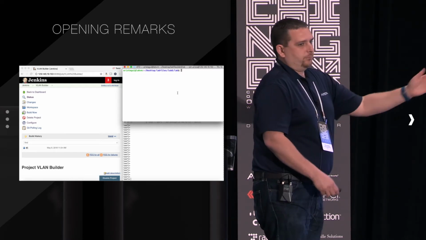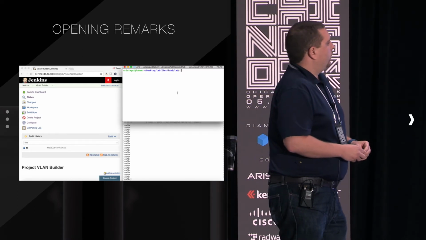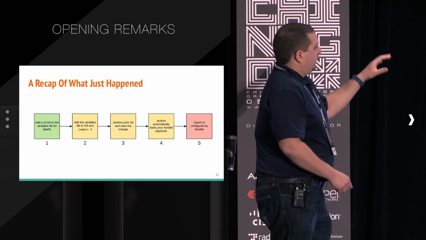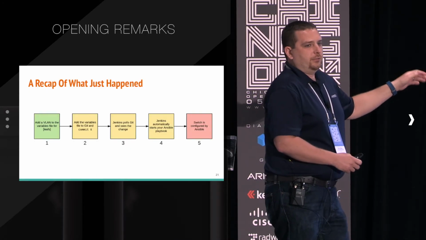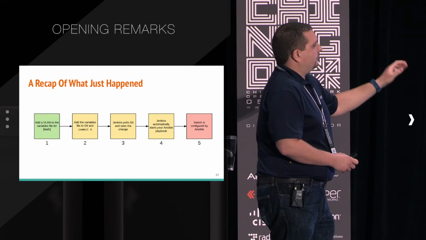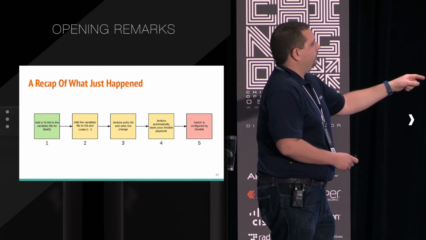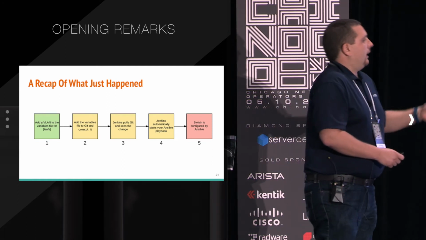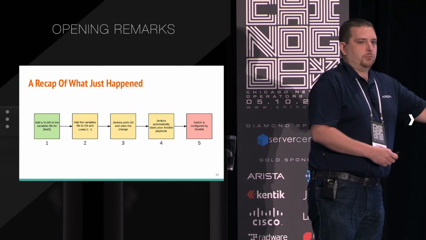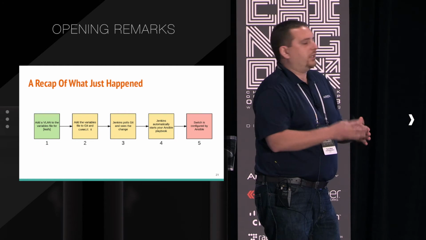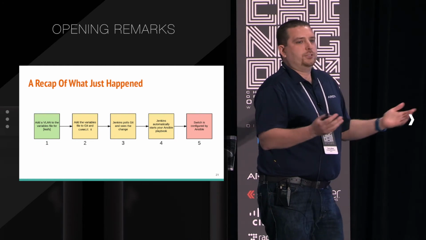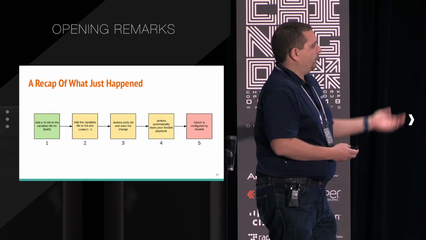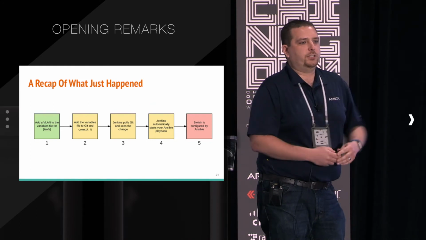So let's sum up real quick what we actually just did. We added a VLAN to the file and committed that change using Git. Jenkins, sitting there polling and watching for any commits, invoked Ansible, which then ran that playbook, and now our switch is configured, all using Ansible. Go ahead, question.